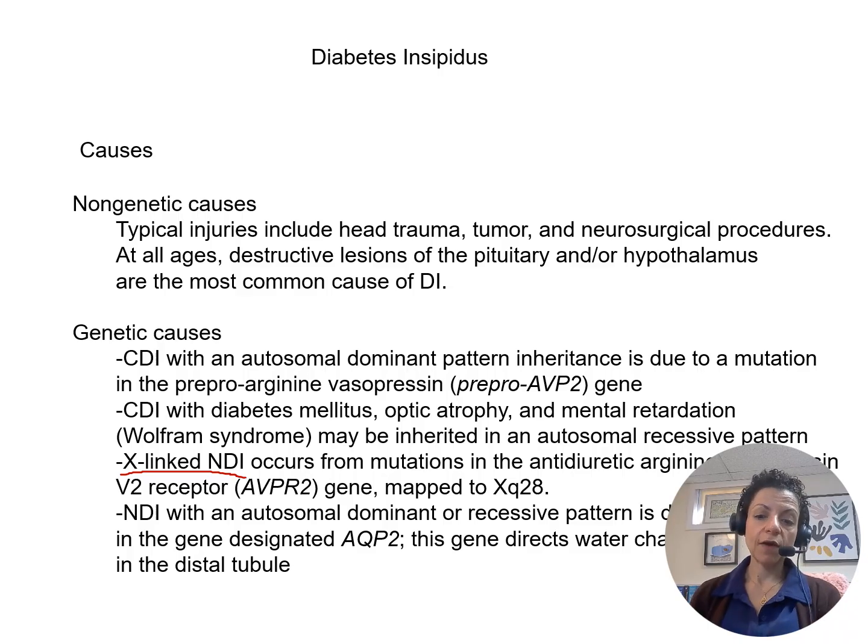So if you have a female with 2 X chromosomes carrying 1 recessive trait, she's not going to be affected by the disease because she has another X chromosome. But if you have a male, that's the only X chromosome they have, and so X-linked disorders are going to affect men more than they're going to affect women.